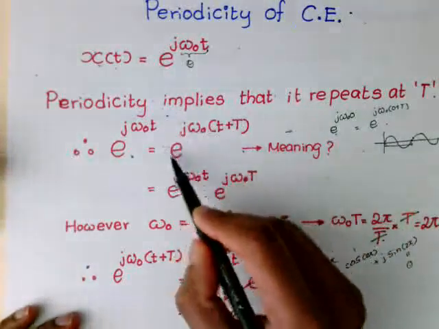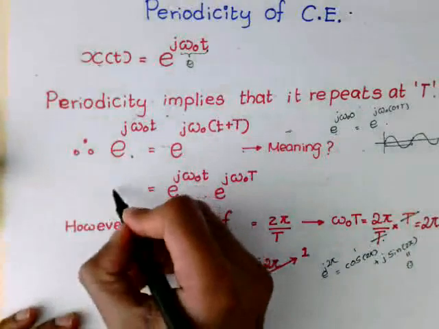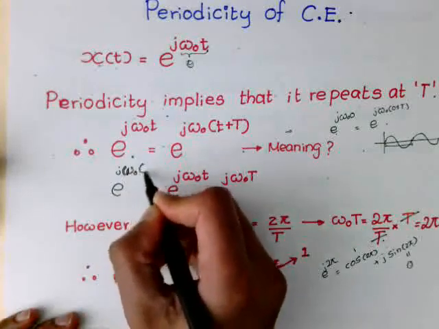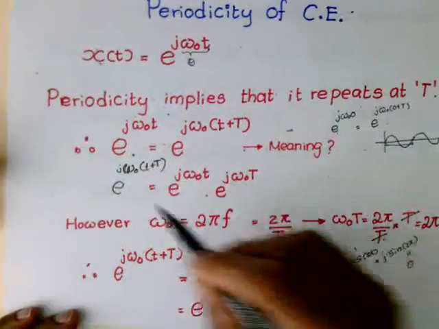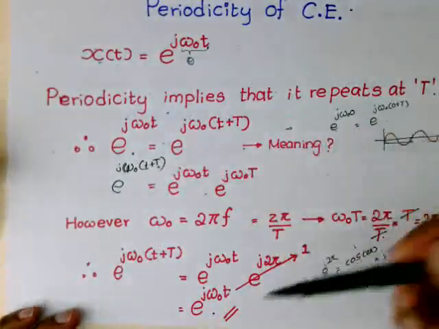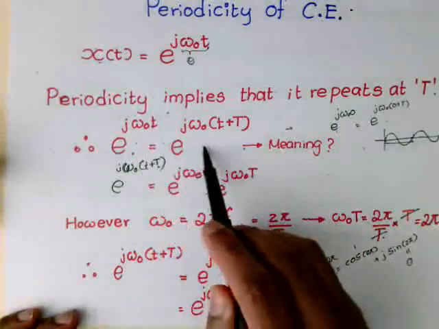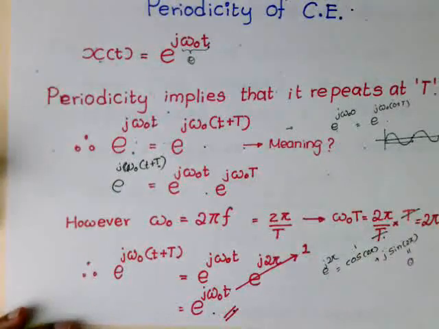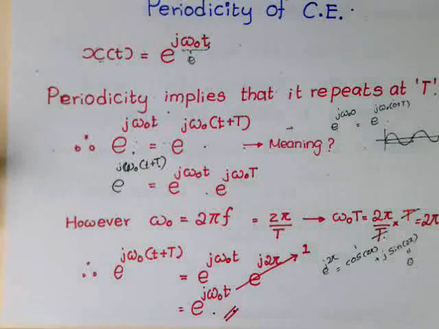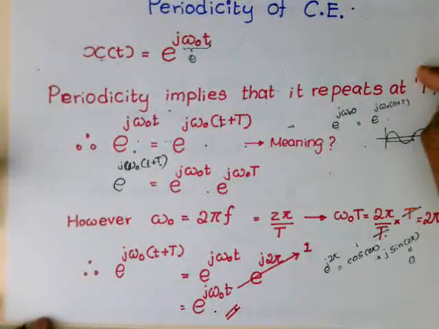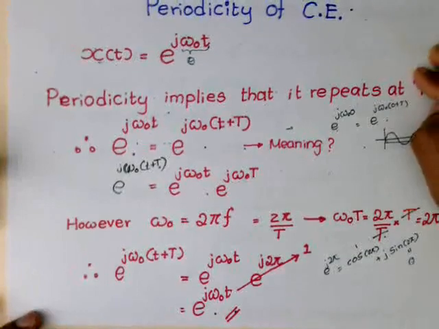So if you start with this relationship, and actually this should be e^(j omega naught (t plus T)), that means you started with that signal and you ended up with our original signal. So that means this is true. Therefore, the complex exponential has a period of capital T. This is how we show that the continuous time complex exponential has a period of capital T, and it is a periodic signal.